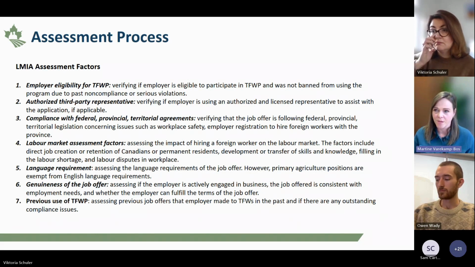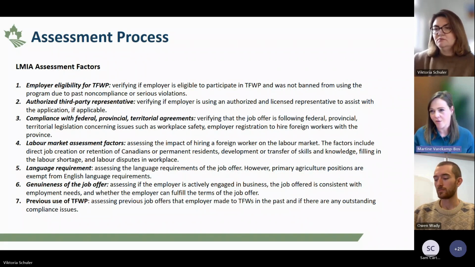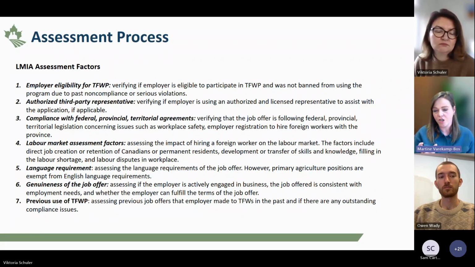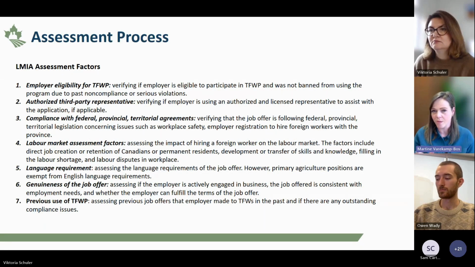I get that question sometimes about hiring family members, and you can still hire a family member, but again, this genuineness may be looked at a bit more if they become aware it is a family member. But you can still hire family members as long as it fits within the genuineness of the job offer.